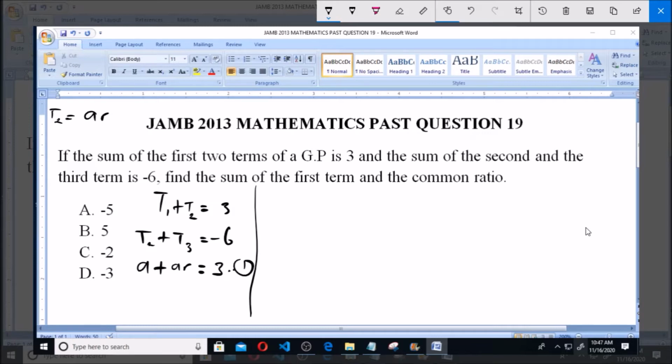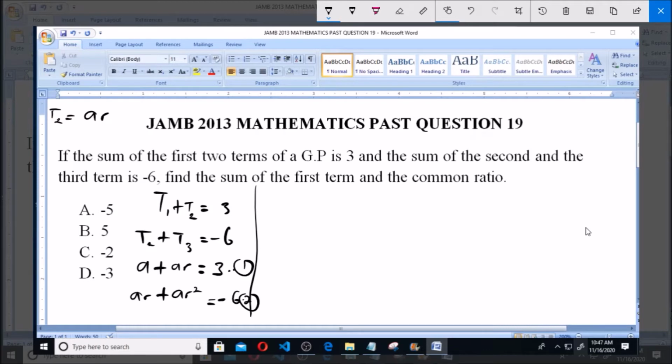Then the second statement says T2 plus T3. Now T2 is AR, and T3 is AR square. Remember, it's a GP. A GP is given as Tn is equal to AR raised to the power of n minus 1. So when it is T3, n minus 1 will give us 2. When it is T2, n minus 1, that's 2 minus 1, will give us 1. That's why AR raised to the power of 1 and here AR raised to the power of 2. So AR plus AR square is equal to minus 6. Now let's call this equation 2.